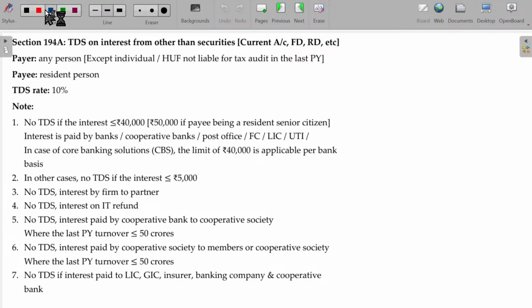Section 194A: interest other than securities, like current account, fixed deposit, RD, etc. So for this, section 194A will be applicable. Of course, 10%. Current account, FD and RD.